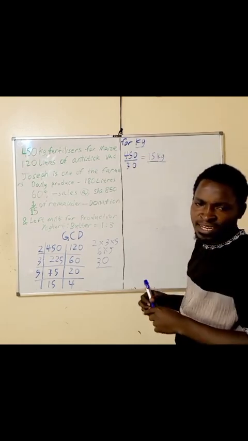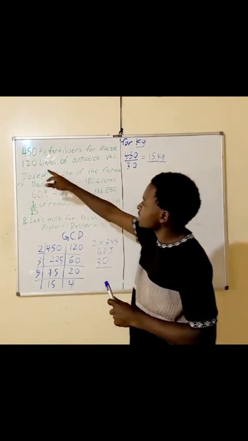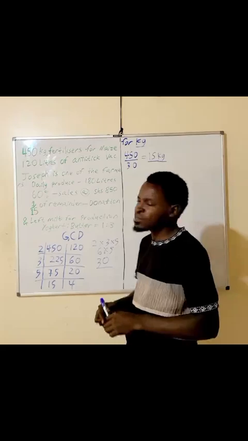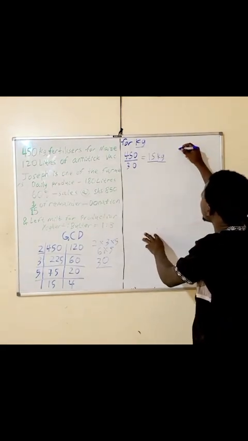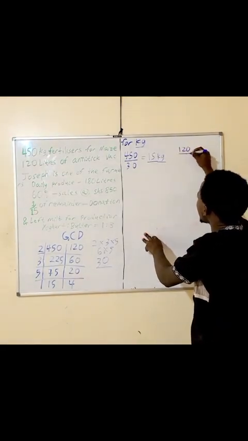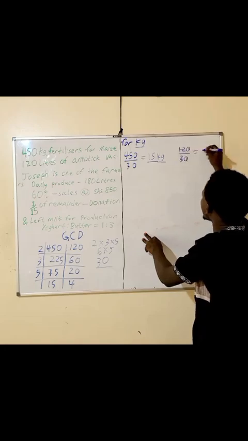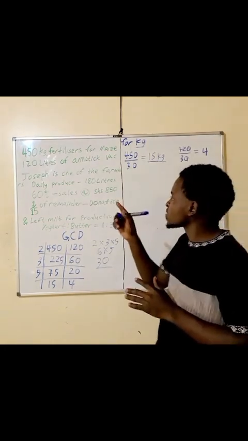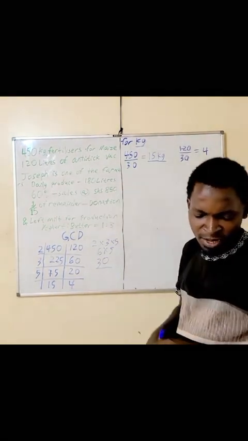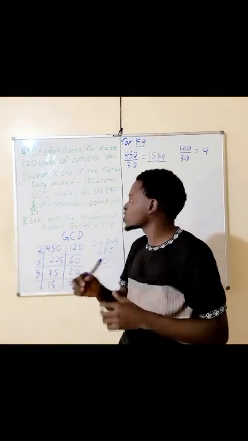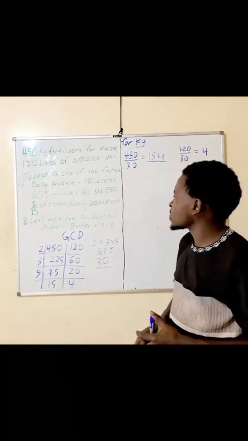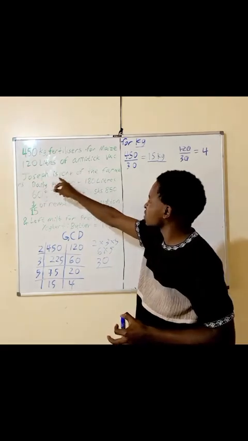of fertilizers. Then you also need to find the number of liters of active vaccine that each farmer received. I'm going to just get 120 and divide it by 30. Here I get 4. So there are 4 liters of active vaccine that each farmer received and 15 kilograms of fertilizers that each farmer received.